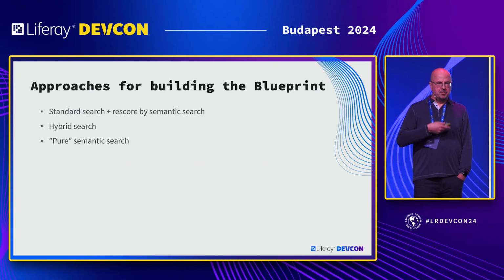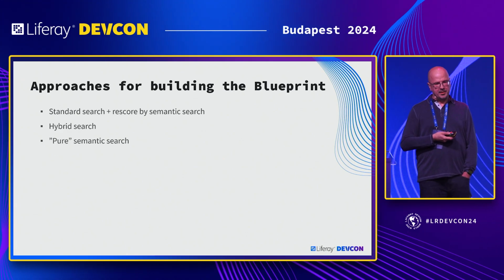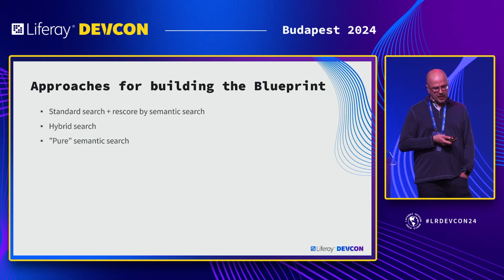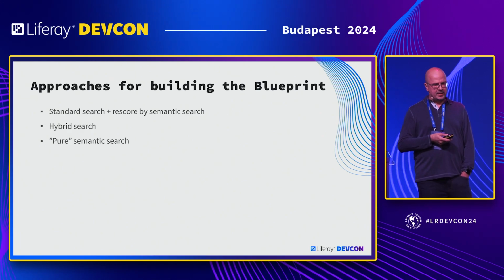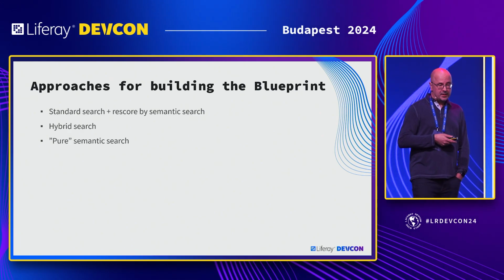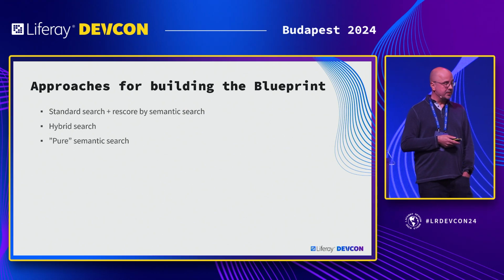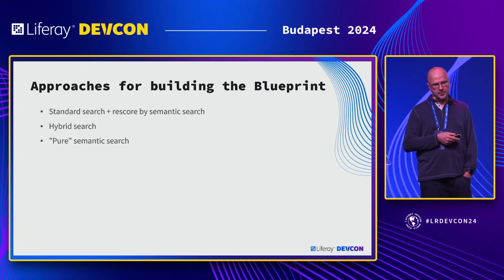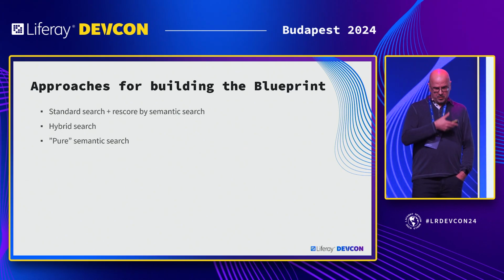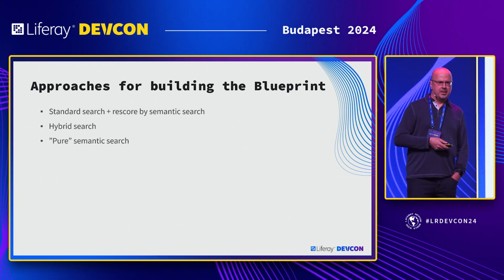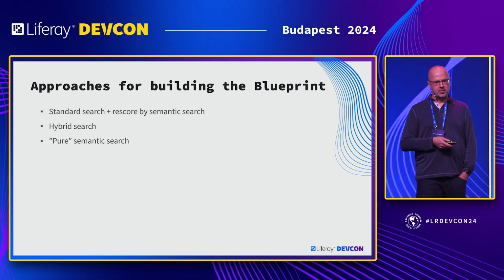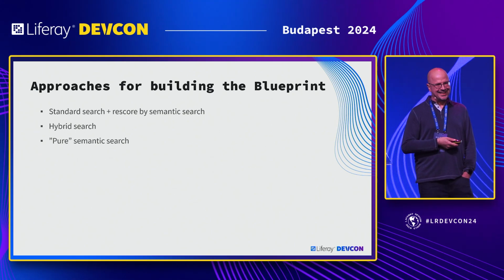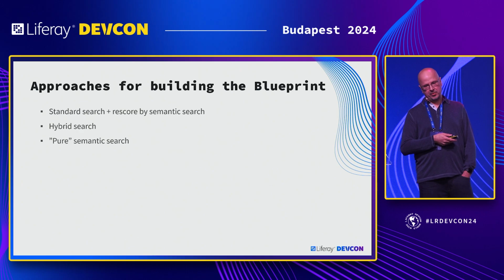Now, how to build this template, this blueprint? There are a few approaches. I'm saying here that I'm using only one in my demonstration, but demos for other approaches are on my GitHub repo. So there are three approaches: standard search plus rescore by semantic search, hybrid search, and then pure semantic search.